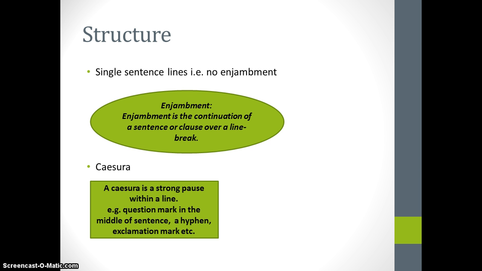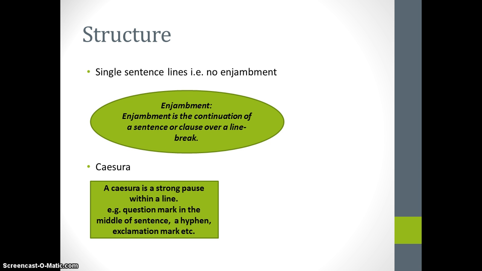When also looking at structure, we are looking at how this particular poem does actually have single sentence lines. So for example, it does not have any enjambment. So you might be wondering, what is enjambment? Enjambment is very simple. It's just a continuation of a sentence or a clause over a line break. So for example, if you had a line which continued into a second line without any punctuation at the end of the line, that would be enjambment.